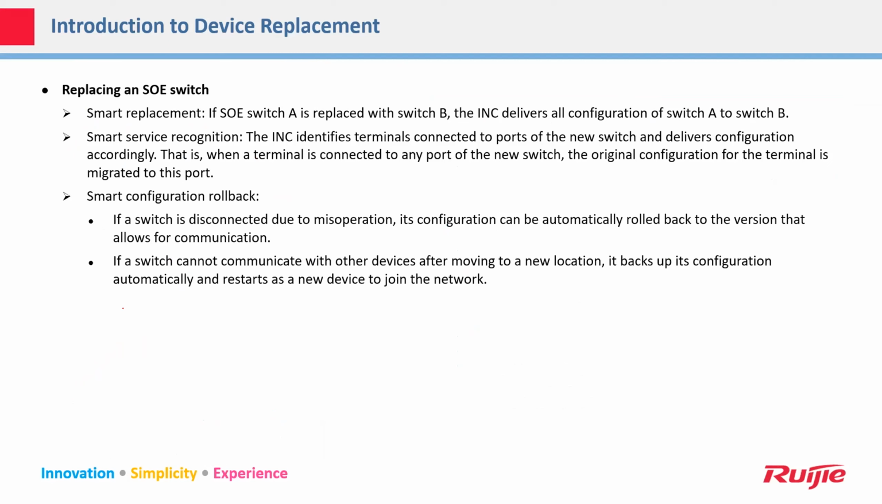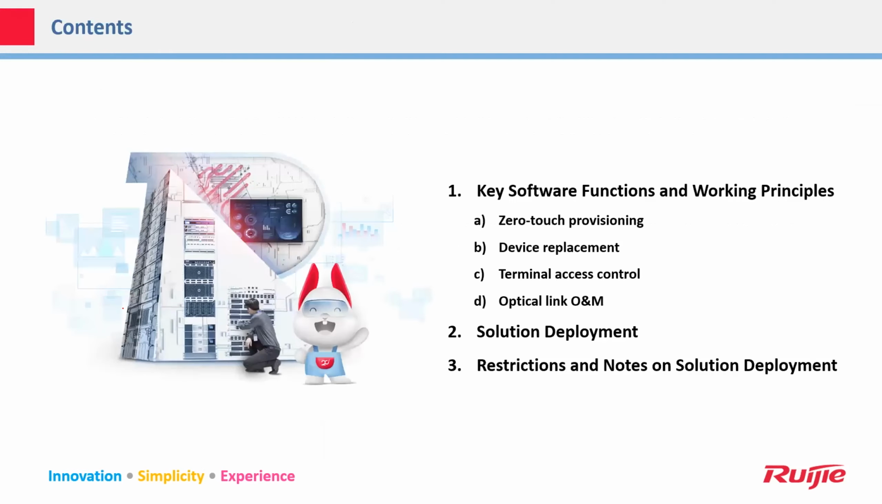Okay, and the next is configuration rollback. Configuration rollback means that if a switch is disconnected due to misoperation, its configuration can be automatically rolled back to the version that allows for communication. If a switch cannot communicate with the other devices after moving to a new location, it backs up its configuration automatically and restarts. If the device restarts, it will trigger plug and play, or zero-touch provisioning. So this is very smart and convenient.